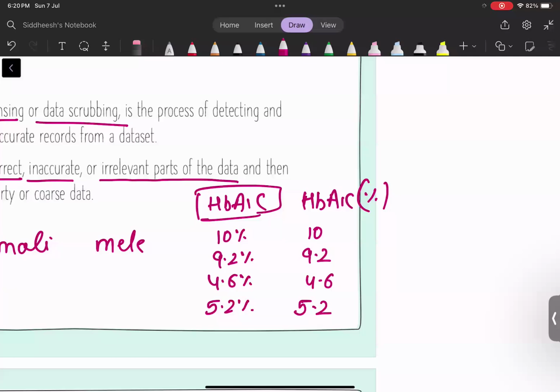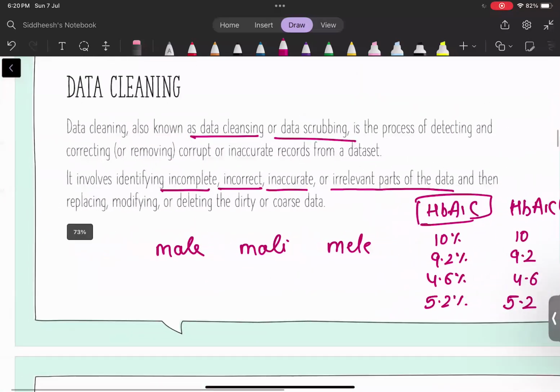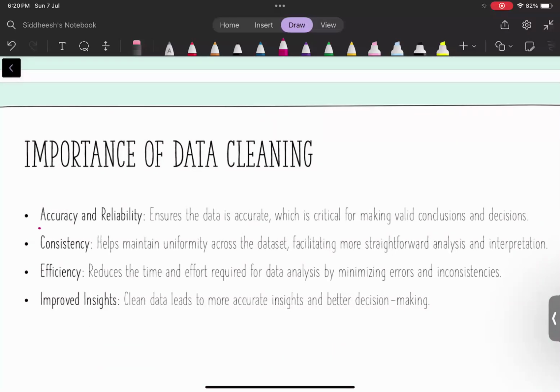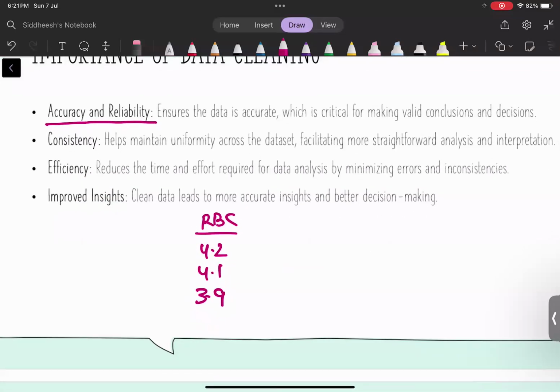Done. So remember this part, data cleaning. Now what is the importance of data cleaning? Again, the accuracy and reliability. Suppose, let's deal with the RBC count, which is a continuous variable. You are putting in values like 4.2, 4.1, 3.9, and in your centers you might have a different kind of unit. That is why we should remove the unit from the values. You can mention that part in the variable name only, like 10 to power 6 or any other unit you are using in your data.